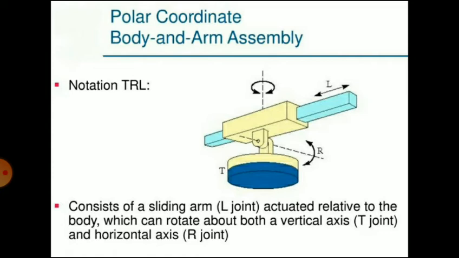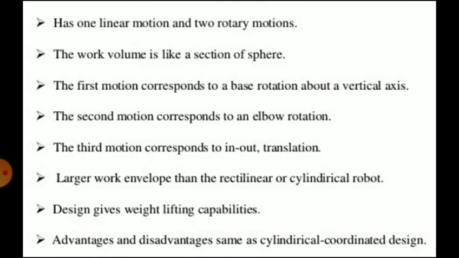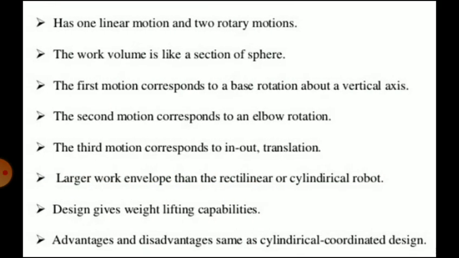Then the sliding arm is actuated relative to the body, which can rotate about both a vertical axis, that is T joint, and horizontal axis, that is R joint. So it has one linear motion and 2 rotary motion. So you can see L means it is a linear motion and R and T means it is a rotary motion. The work volume is like a section of sphere.